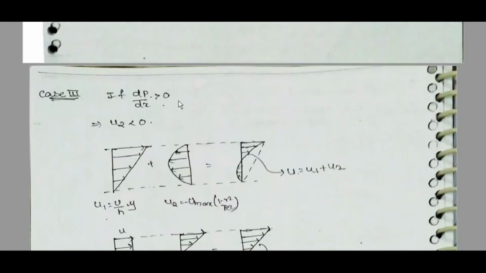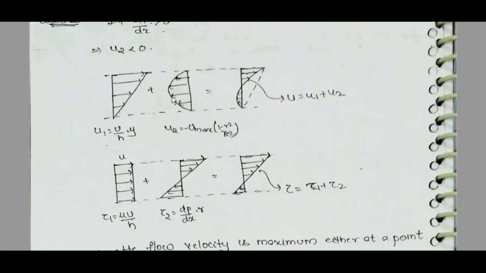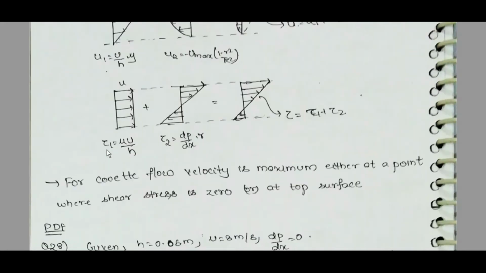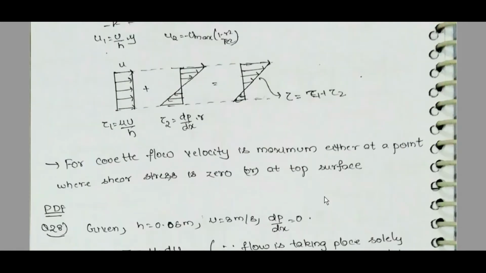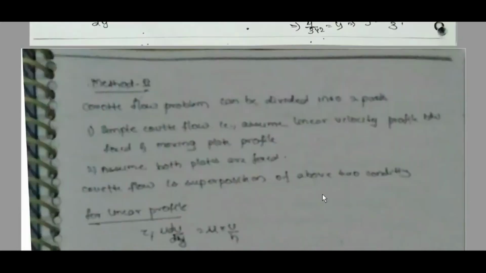If dp by dx greater than 0, u2 less than 0, which means it will be like this. So u is equal to u1 plus u2, a superimposition of this, and then we will get it this way. Tau 1 is equal to mu U by h and tau 2 is equal to dp by dx into r. This will be like this, and tau is equal to tau 1 plus tau 2, which will be like this. For Couette flow, velocity is maximum either at a point where shear stress is 0 or at the top surface.